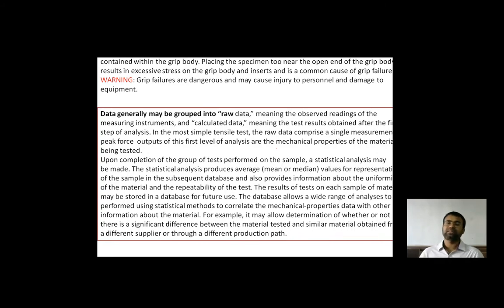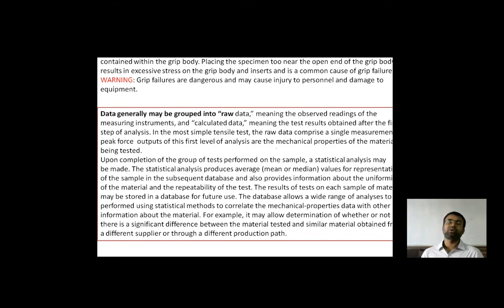So the test result is obtained after the first step of analysis. In the simplest tensile test, the raw data comprises a single measurement of the peak force output, and the first level of analysis gives the mechanical properties of the material being tested. So this point is to be mentioned. You need to take care of that particular point.